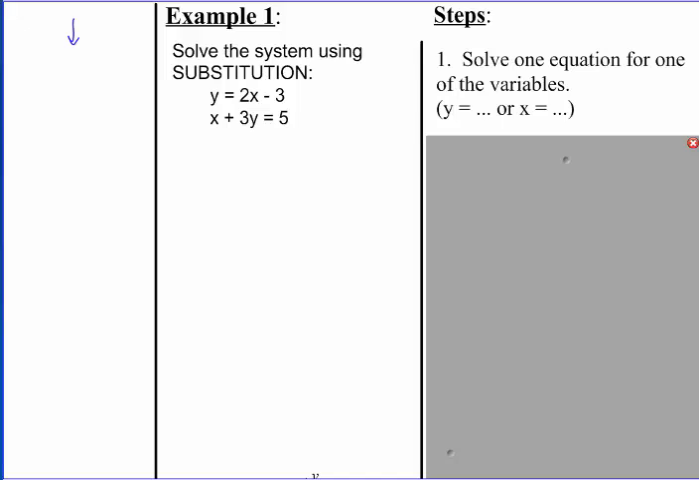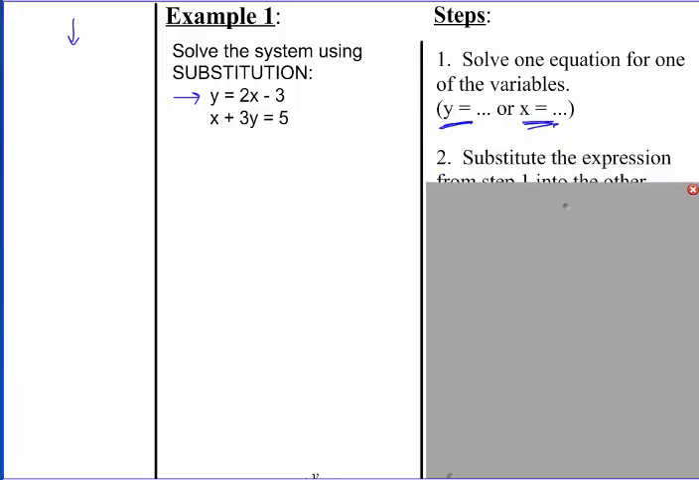Our first step: solve one equation for one of the variables. You need to get y equals by itself, like this, or you need to get x equals by itself, like this. First you would look at the two equations and see if either of them is already written that way. If you look at this one, it's already written in that format, y equals 2x minus 3. So we're going to use that equation to do our substitution.